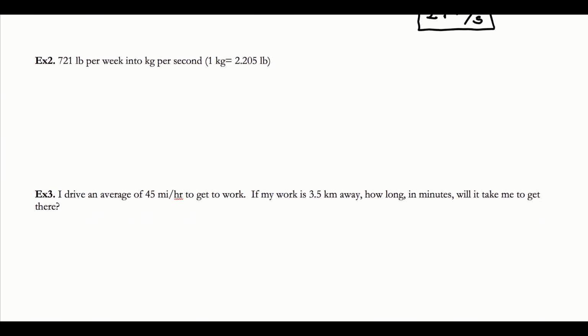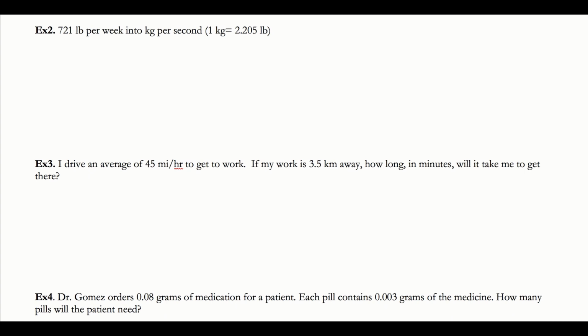Let's look at a slightly more challenging problem. 721 pounds per week. Okay. I'm going to first try and get out of pounds because I want to get into kilograms per second, which is kilograms over seconds. So pounds, I'm going to get out of pounds, and I first want to get into kilograms. So now I'm good with respect to my mass. Okay, I'm in kilograms, which is what I wanted to be in the first place.